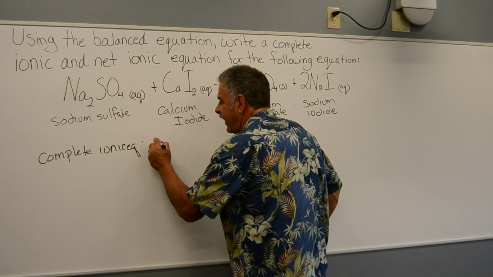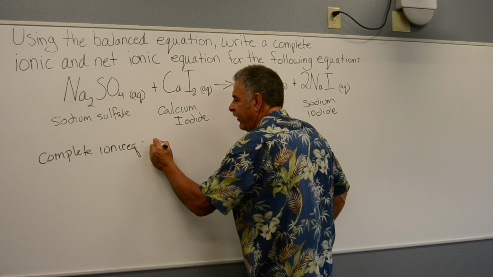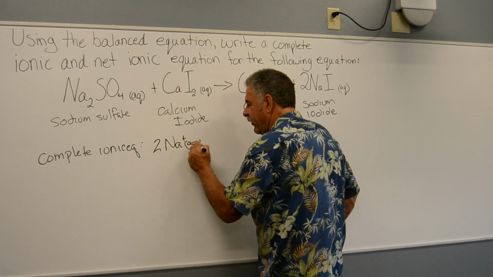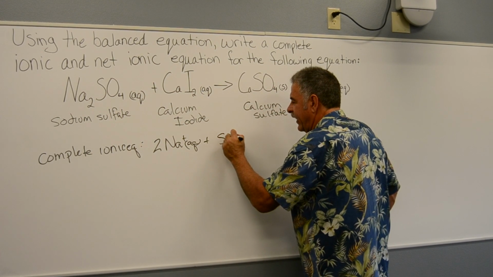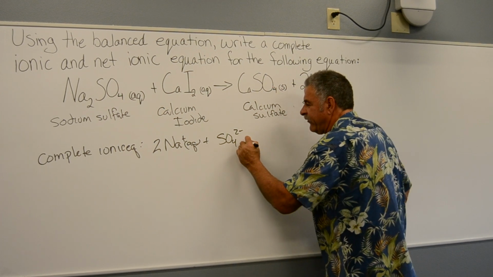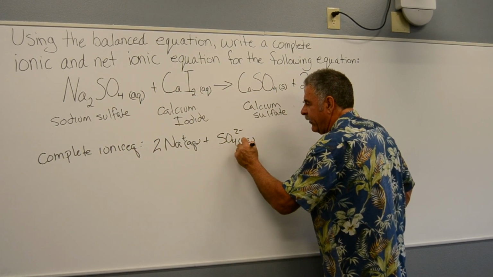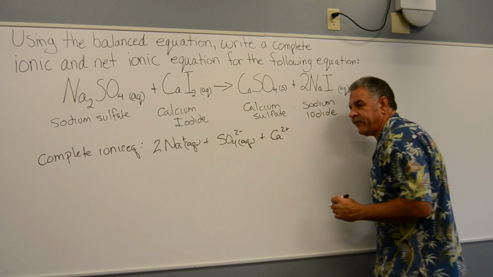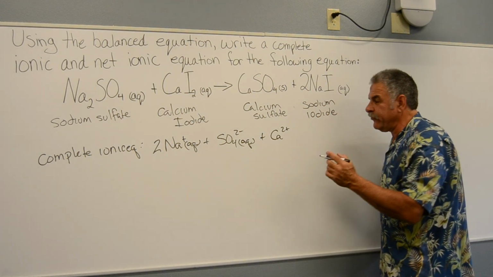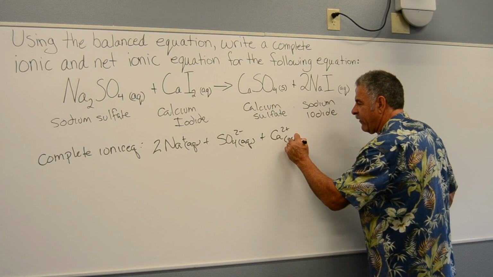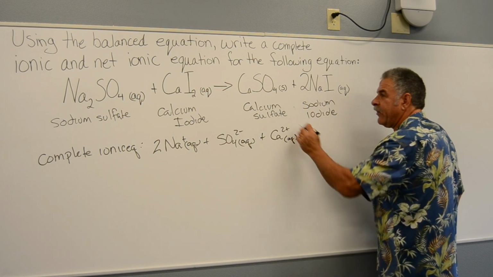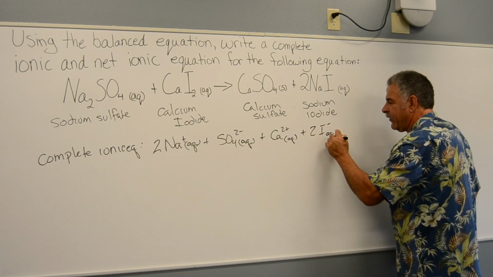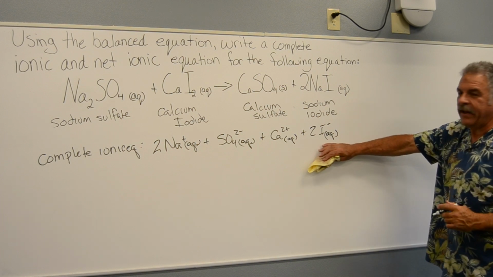So we take the sodium, which comes apart. There's two sodiums, but they're not linked together, so they form individual sodium plus ions. The sulfate, which is linked together and forms a 2- anion in solution, plus the calcium, which forms a 2+ because it's an alkaline earth metal, and all the alkaline earth metals are 2+ where they form ions, plus 2 iodide minus anions. All right, so that's the reactant side of the complete ionic equation.